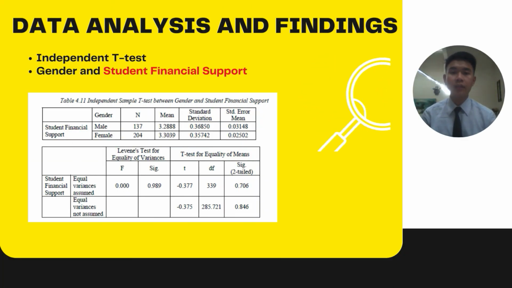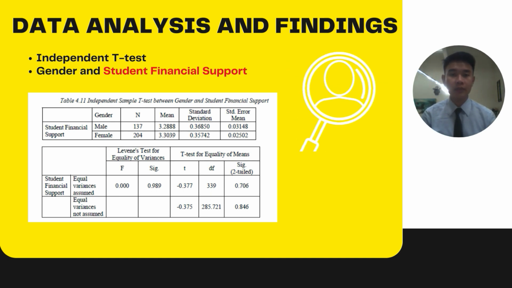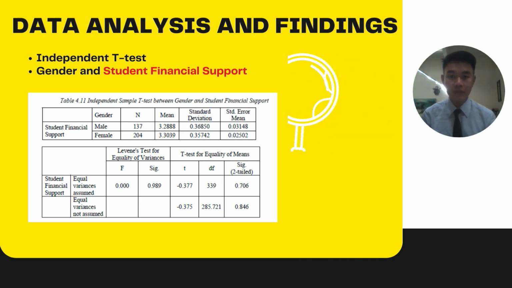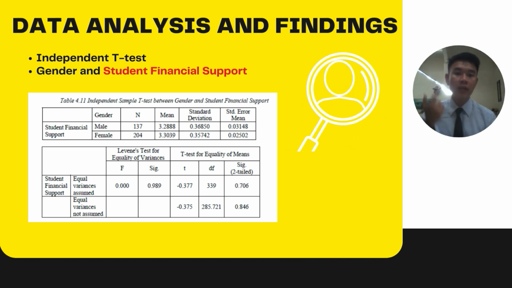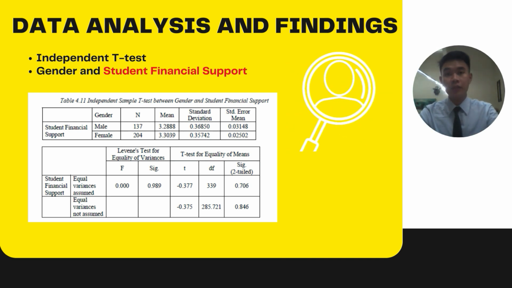Next, we are going to look into the t-test of gender and student financial support. Alright, the results show the p-value is 0.706, which is larger than 0.05. So this means there is no significant difference of student financial support among genders. Therefore, the null hypothesis B should not be rejected. We can analyze that student financial support such as loans, funds, and incomes are crucial regardless of whether you are male or female, because every respondent needs financial support to maintain their daily life.